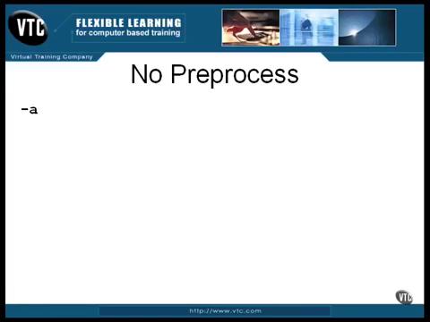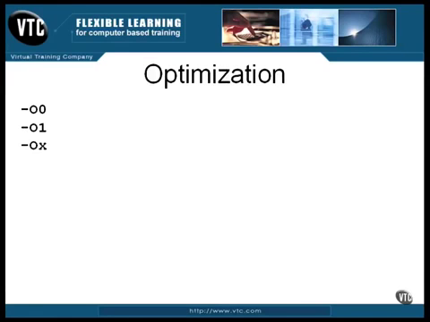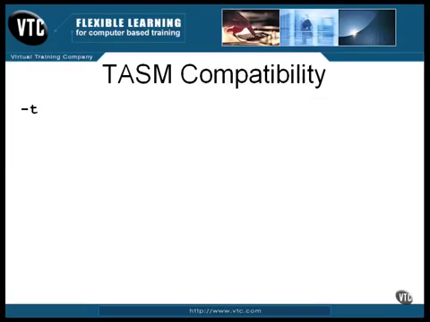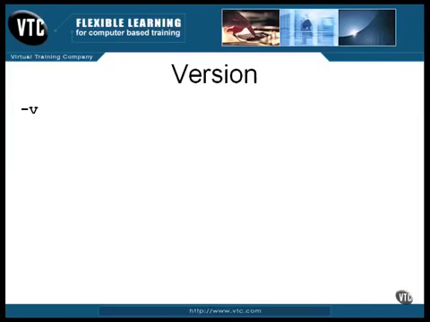Specifying the A option suppresses the preprocessor. No macros are expanded. This is for the purpose of speeding up assembly a bit when no preprocessing is needed, such as when the input to the assembler is the output from a compiler. The uppercase O option followed by the number 0 suppresses all optimization. The number 1 performs partial optimization. The letter X is suitable for most situations and performs full optimization. The T option makes the assembler compatible with source code written for the Borland assembler. The V option displays the version number of the assembler.